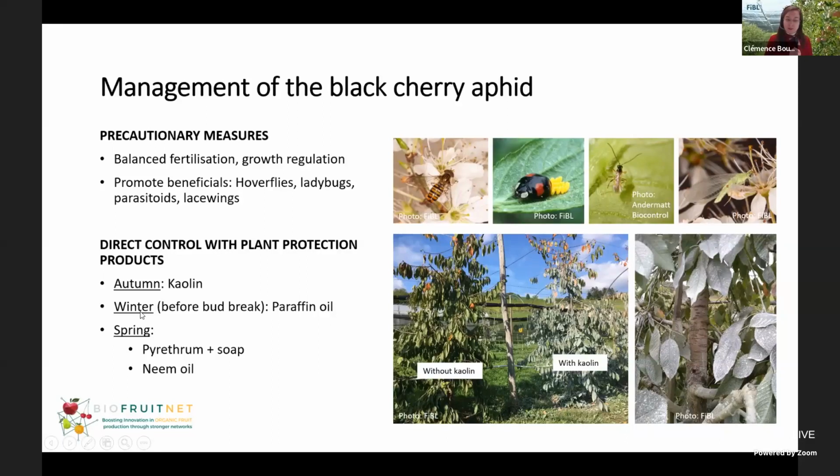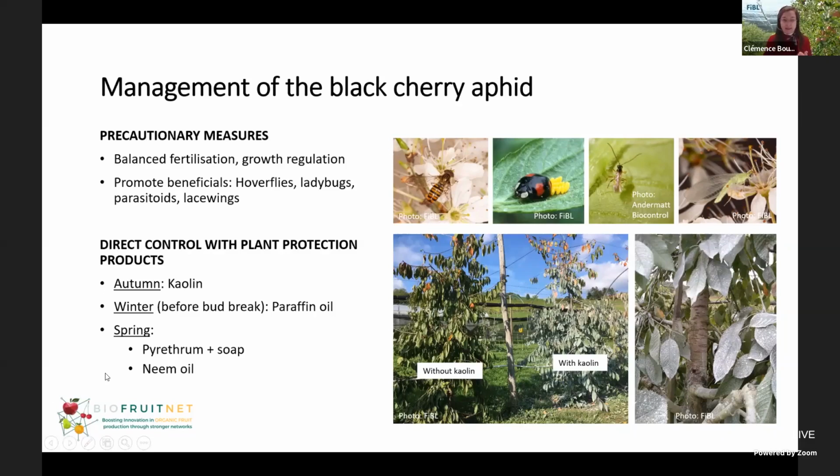Then the second option is in winter, before bud break, when you apply paraffin oil, a mineral oil, onto the buds and all the wooden parts of the tree to suffocate the eggs. The fewer eggs you have at the beginning of the year, the fewer problems you have during the season, because you already start to reduce the starting population.